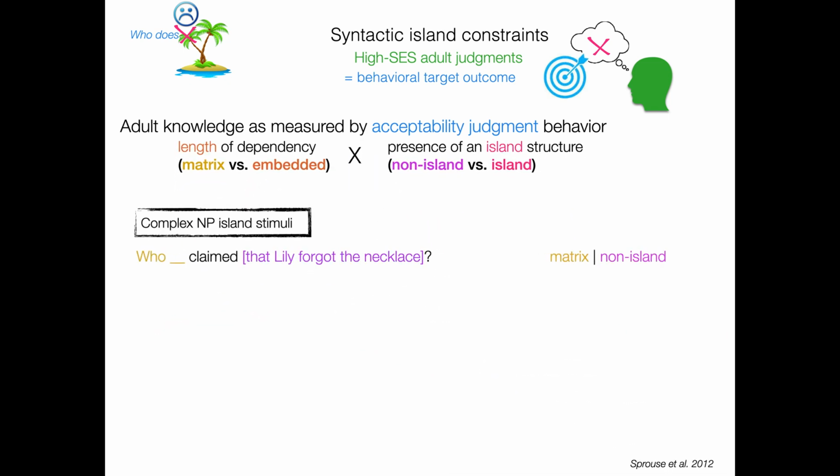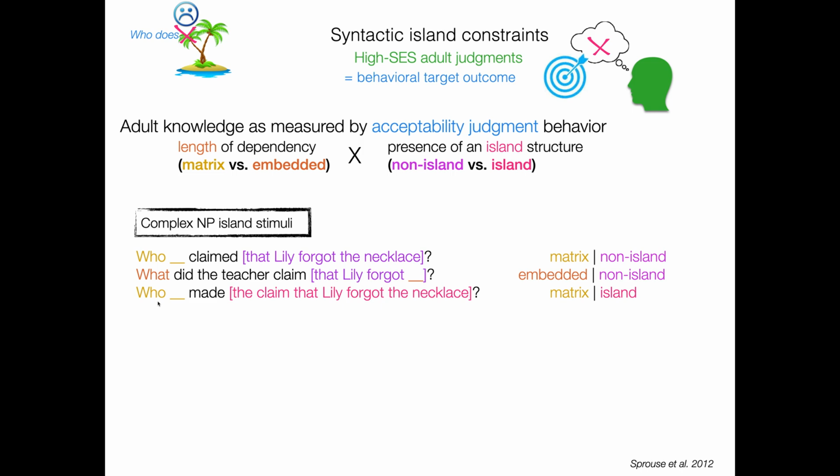And so just to show you what this looks like, let's consider complex NP islands. Who claimed that Lily forgot the necklace? So we have a matrix dependency. Who is the subject here. And then that Lily forgot the necklace is a non-island structure, and that's present. Now you can also turn this into an embedded dependency. What did the teacher claim that Lily forgot? And so the gap is down here inside the embedded dependency. It's longer, but you still have a non-island structure.